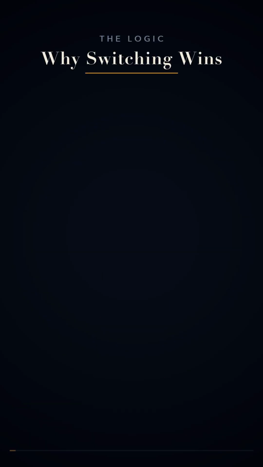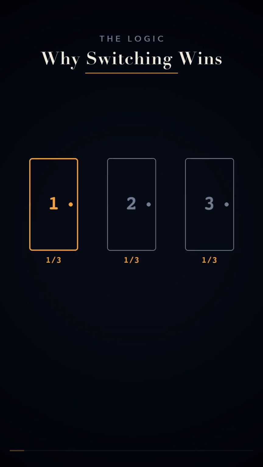Here is why switching works. When you first picked, you had a 1 in 3 chance of being right. That means there was a 2 in 3 chance the car was behind one of the other 2 doors. The host then removes 1 wrong door from that group. But the 2/3 probability does not disappear. It concentrates onto the 1 remaining door.